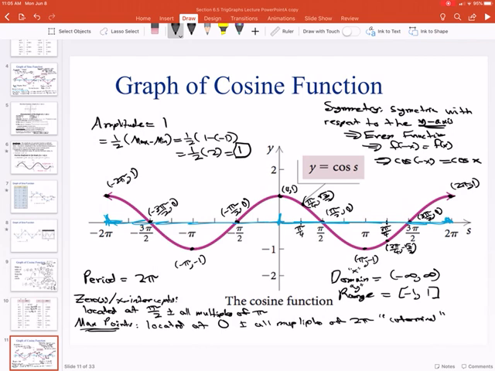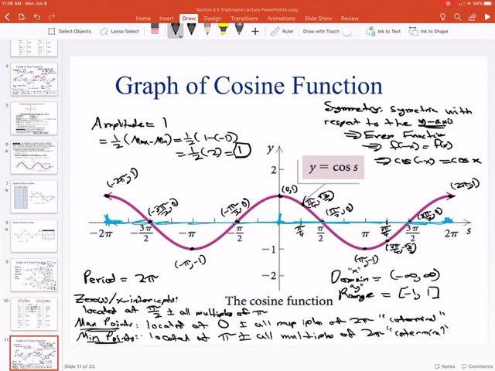All right, and then our min points. We locate those where we see our min value of negative 1. Our min points are located at pi plus the multiples of 2 pi, coterminal angles. Located at pi plus or minus all multiples of 2 pi. So again, the coterminal angles.